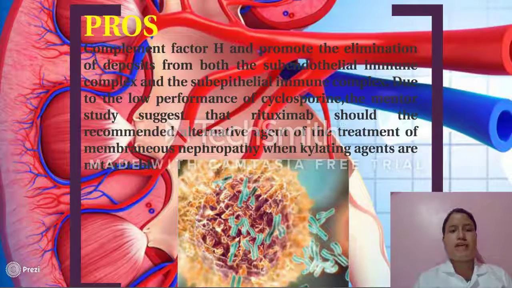Pros: complement factor H and promote the elimination of deposits from both the subendothelial immune complex and the subepithelial immune complex. Due to the low performance of cyclosporine, the MENTOR study suggests that rituximab should be the recommended alternative agent for the treatment of membranous nephropathy when alkylating agents are not suitable.